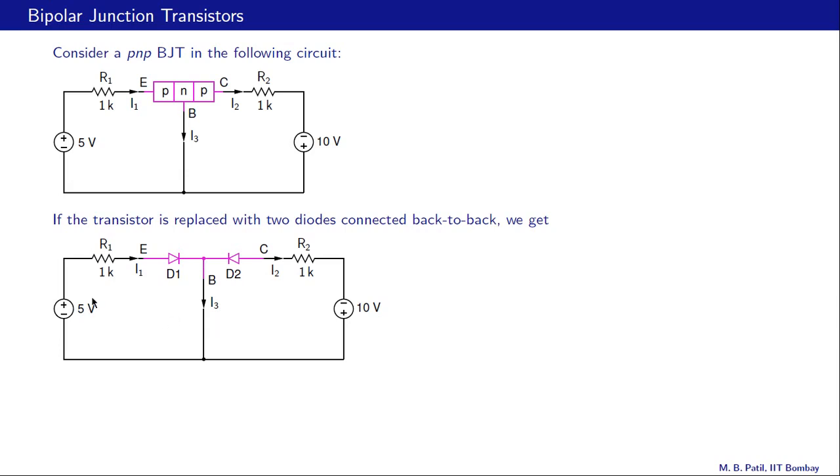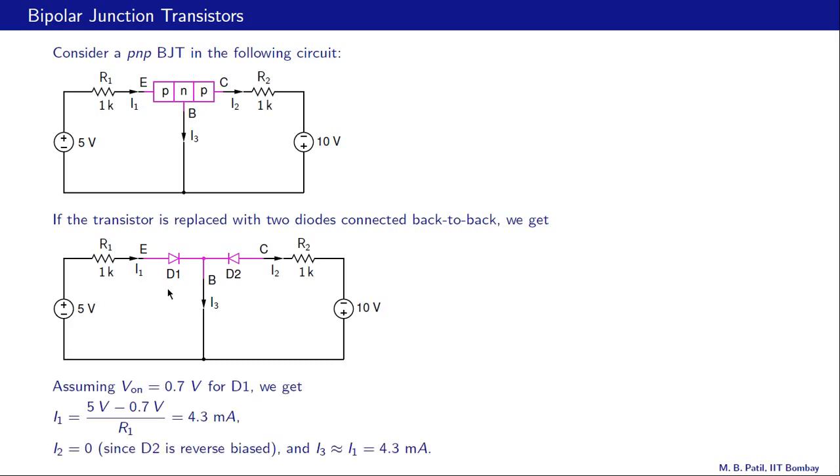We notice that the P end of the diode D1 is at a positive potential as compared to its N end, which is at a negative potential. So therefore we expect D1 to be under forward bias, and let's assume that V on for this diode is 0.7 volts. So then we have I1 is equal to this 5 volts minus 0.7 volts drop here, that divided by R1, which is 1K. So I1 turns out to be 4.3 milliamps, and I2 is negligibly small because D2 is under reverse bias.